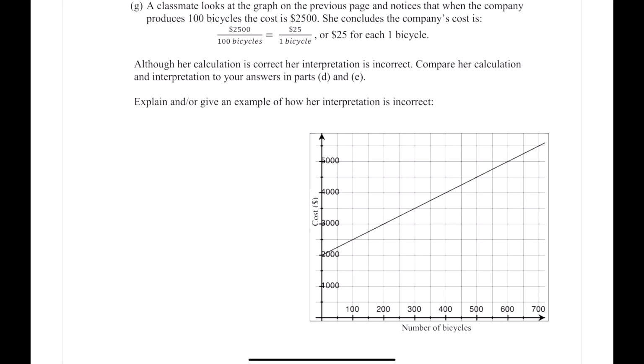Part G. A classmate looks at the graph on the previous page. In this case, I have it right in front of you here. So a classmate looks at the graph and notices that when the company produces 100 bicycles, and that's here, the cost is 2,500. So this is the point (100, 2,500). This classmate concludes that the company's cost is $25 for each bicycle. Although this calculation is correct, the interpretation is incorrect. Compare her calculation and interpretation to your answers from parts D and E.